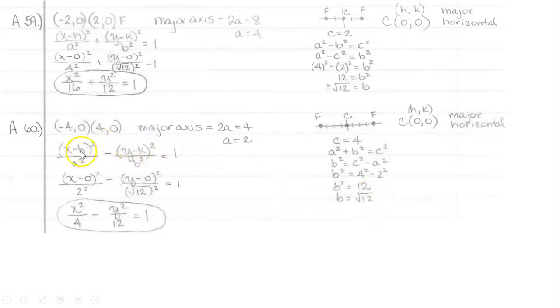So if we come over here, our center is h, k, so let's plug in 0 for h and k. And then we found a to be 2, and we found b to be the square root of 12. So let's put in 2 for a, so 2 squared is 4, and square root of 12 squared is 12. And there is the equation of our hyperbola.